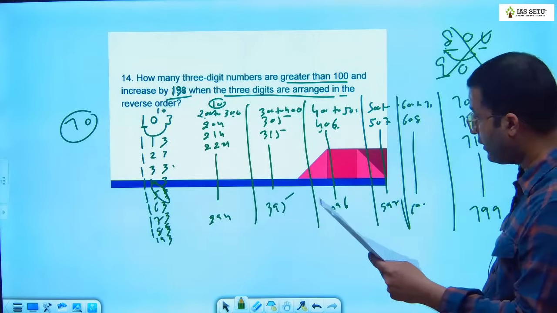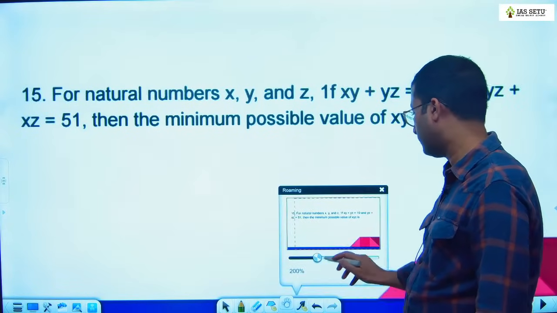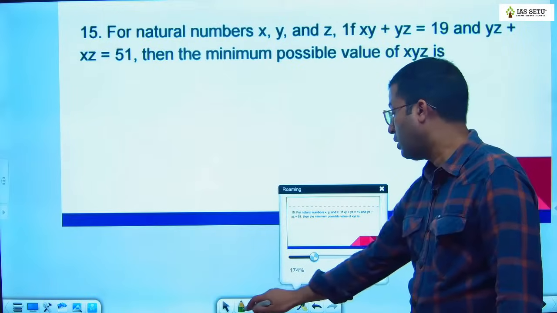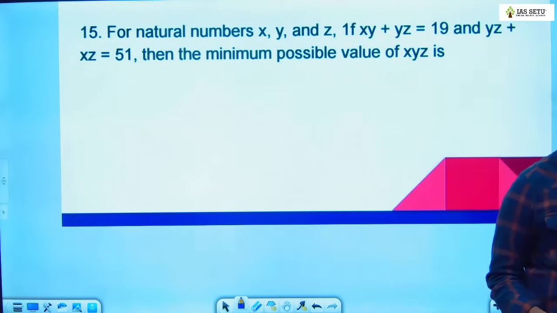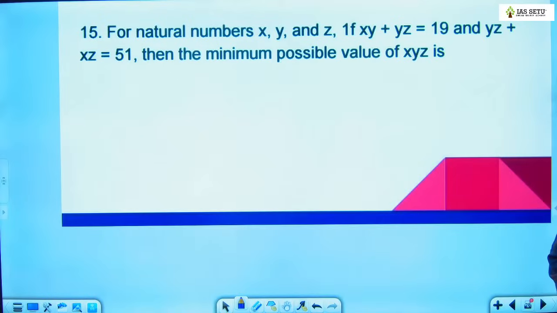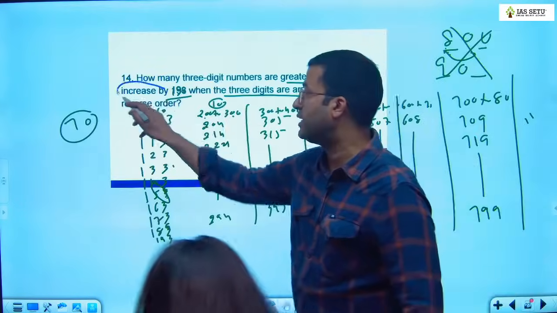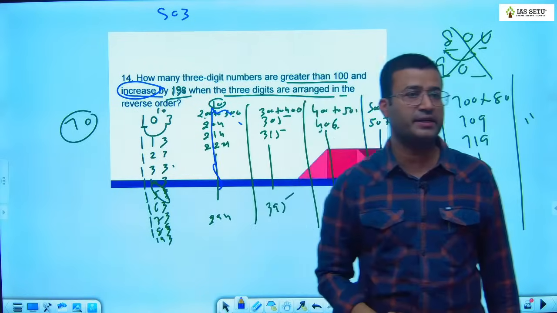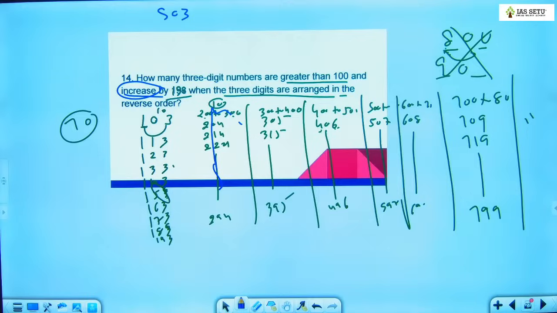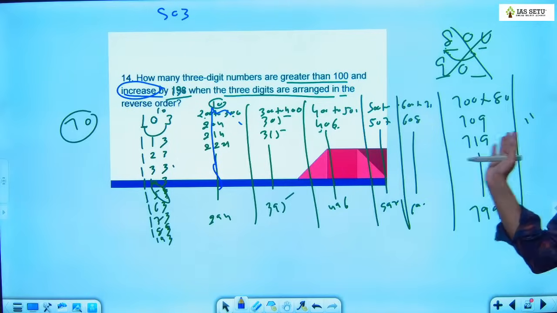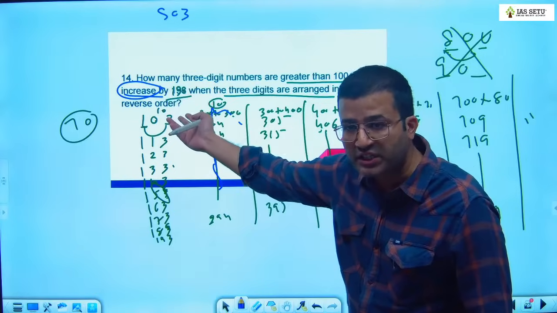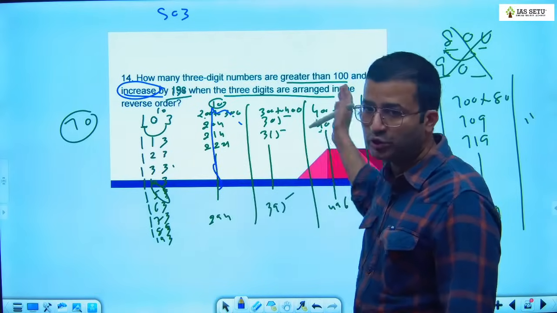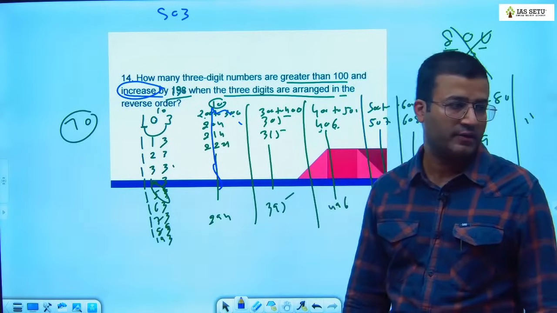Now here, next question. Yes? Sir, 507... 5 will decrease, but it is also increase, sir. Increase by 198: if we reverse 503, will it increase or decrease? Increase by 198, increase not decrease. You have to read the question carefully. It is asking increase, not decrease. If it were decrease, we would go the opposite way. When the question mentions increase by 198, increase by 99, go from smallest to largest. If it were decrease, you would come from top to bottom, then go the reverse way.